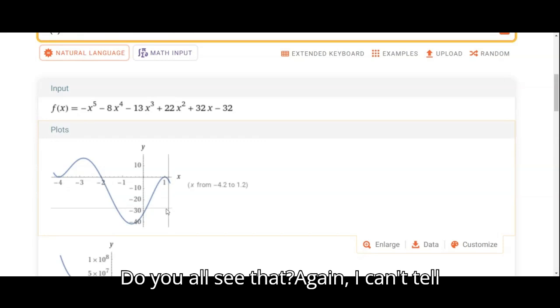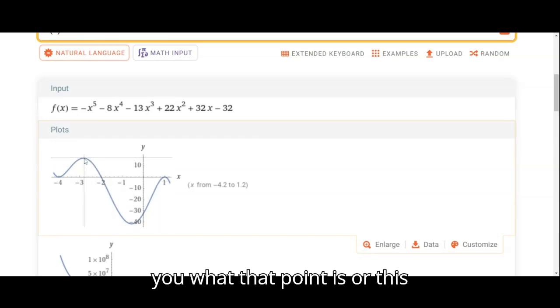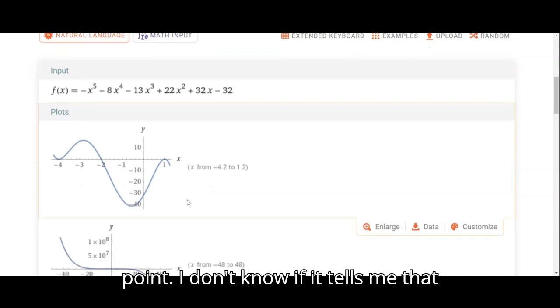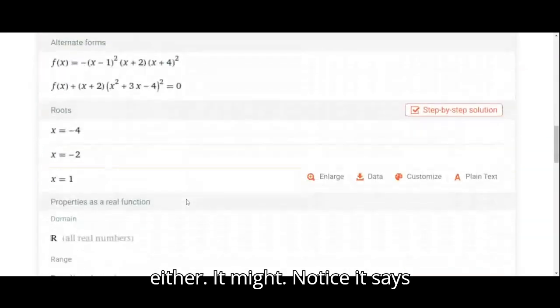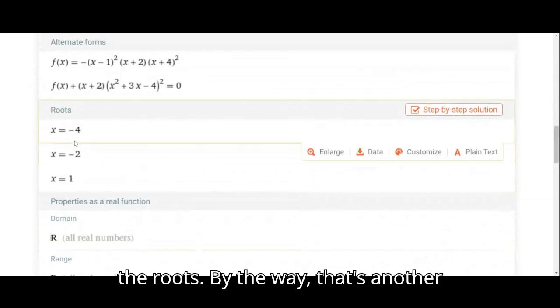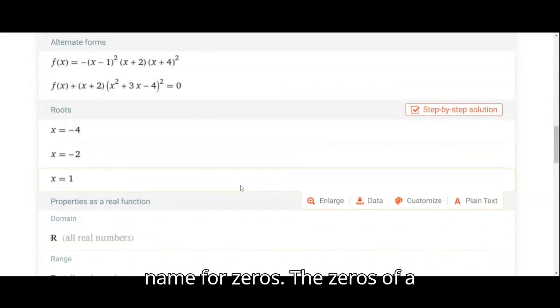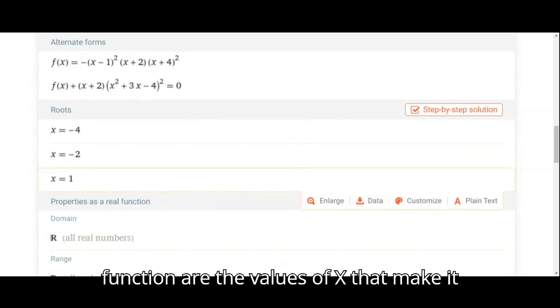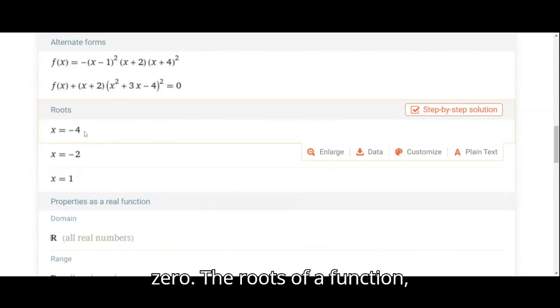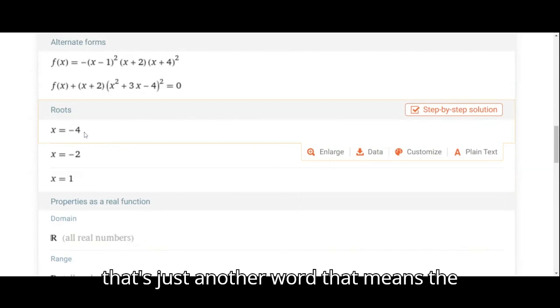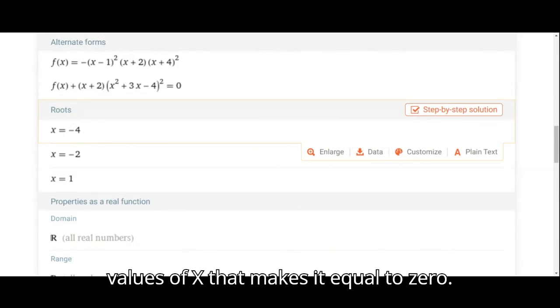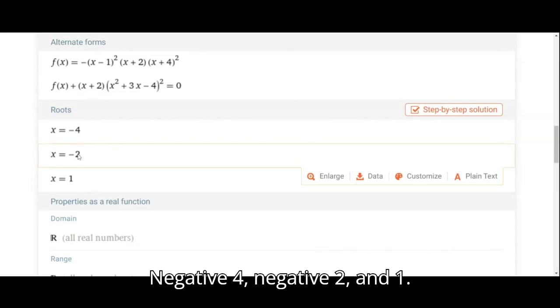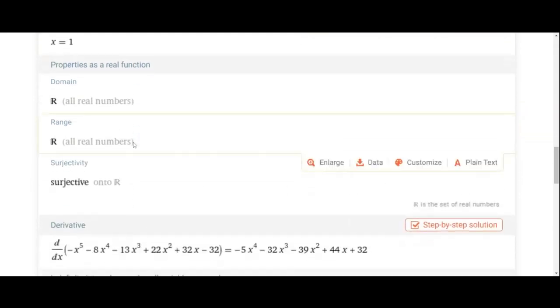Do y'all see that? Again, I can't tell you what that point is or this point, and I don't know if it tells me that either. It might. Notice it says the roots. By the way, that's another name for zeros. The zeros of a function are the values of x that make it 0. The roots of a function, that's just another word that means the values of x that make it equal to 0. -4, -2, and 1.